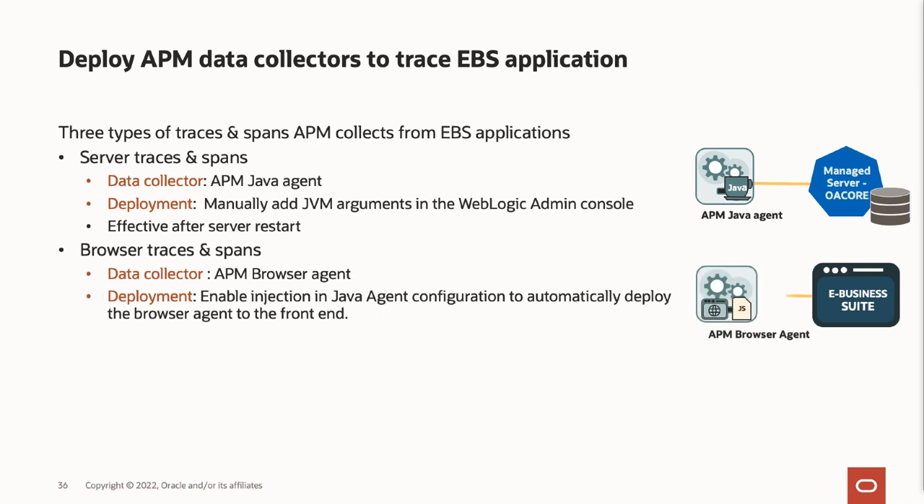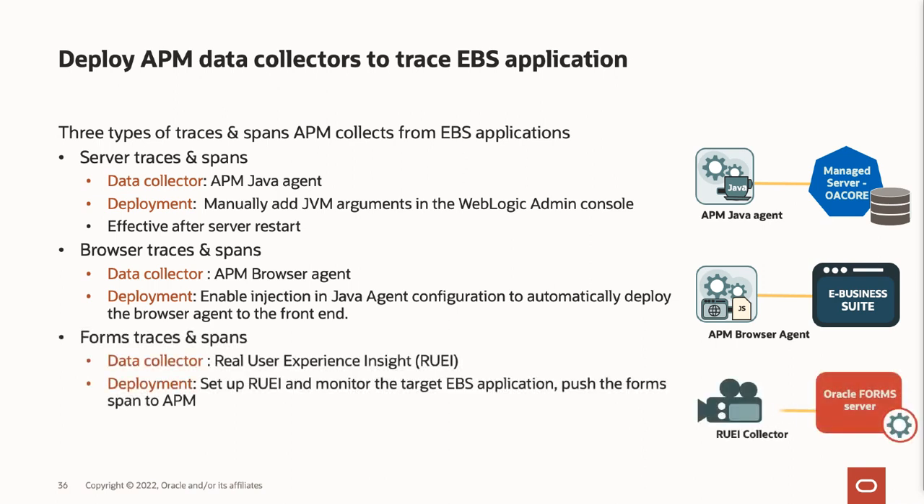Second, there are browser traces and spans, which capture user actions performed on the browser. Here you will need an APM browser agent. The deployment can be done by enabling the auto injection in the Java agent, and the browser agent will be automatically deployed to the application's front end. And third, there are forms traces and spans, for which you will need to set up a real user experience insight, or RUI in short.